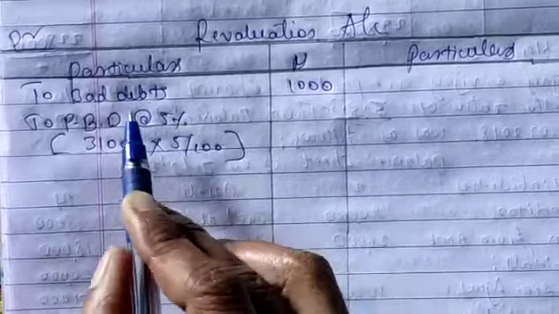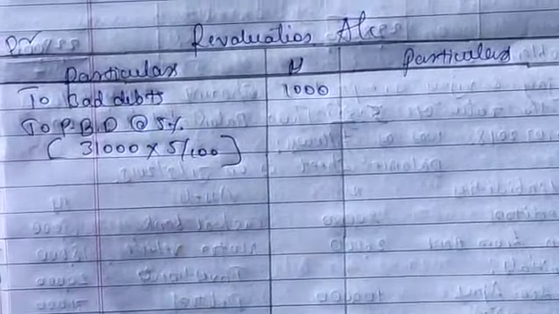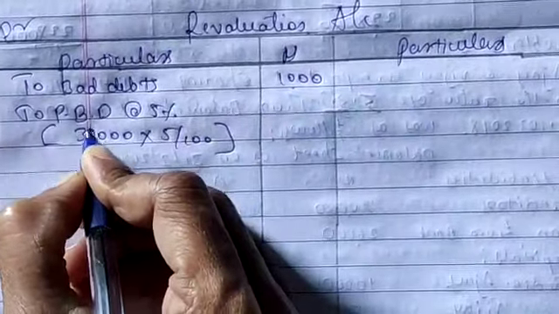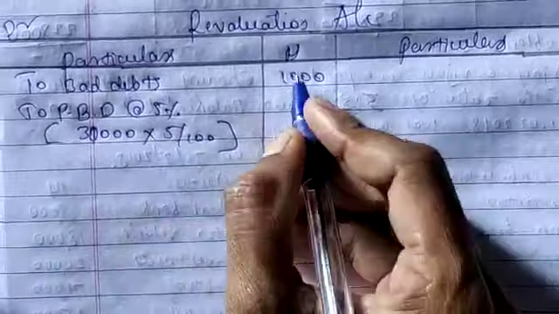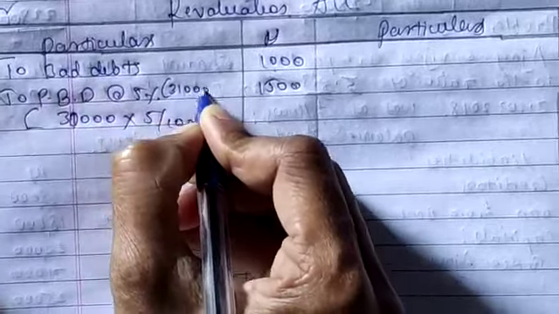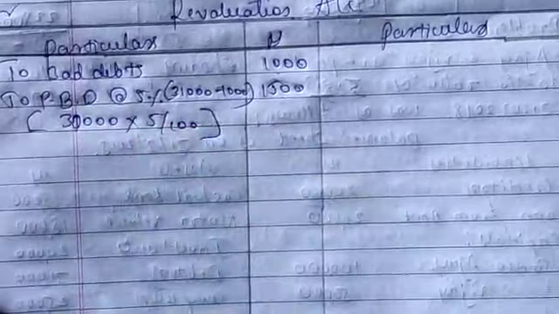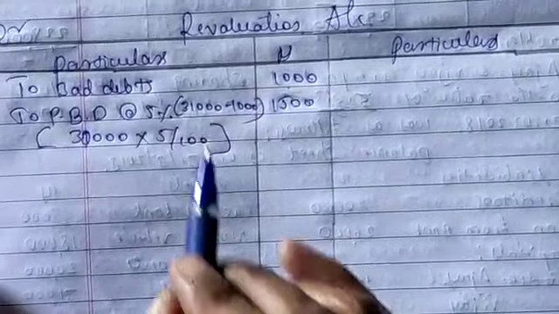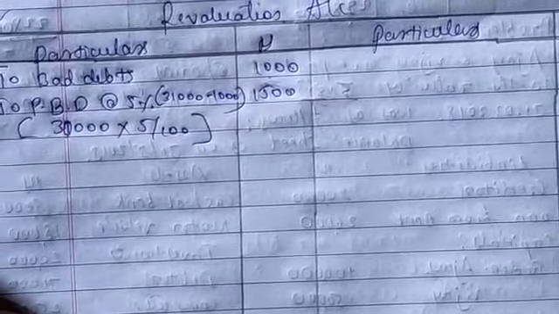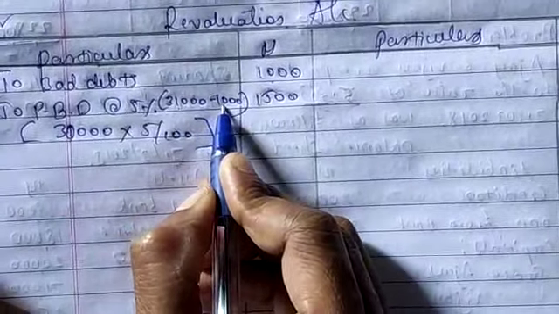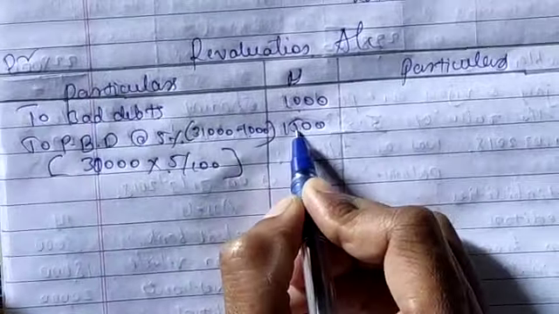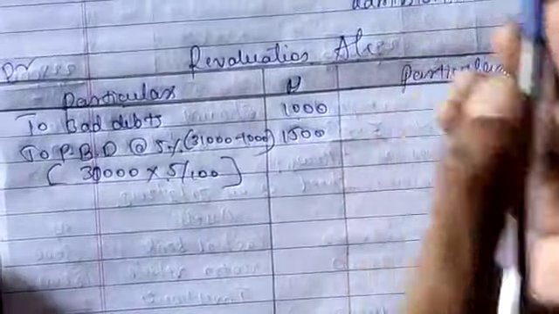So here bad debts is already deducted from the debtors value. Debtors value is 31,000; minus bad debts, you get 30,000. On 30,000, calculating 5% gives you 1,500. How should it be taken? 31,000 minus bad debts 1,000. When given in the balance sheet, first deduct the bad debts from debtors, and afterwards calculate the PBD. So 31,000 minus 1,000 becomes 30,000. After that, you should calculate the PBD value at 5%. That becomes 1,500. So the third adjustment is over.